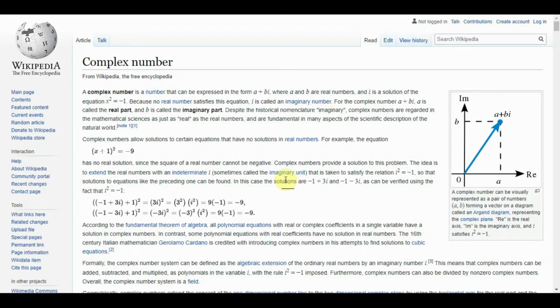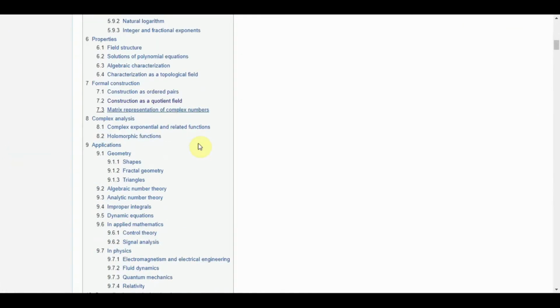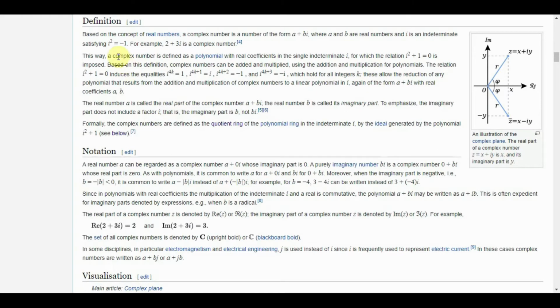Hi, Mcebo here. In this video, we'll be discussing how best we can apply the information unit structure concept in discussing or understanding complex numbers. So we'll be using this Wikipedia article as our example. In this video, we'll only discuss the definition and the notation section.